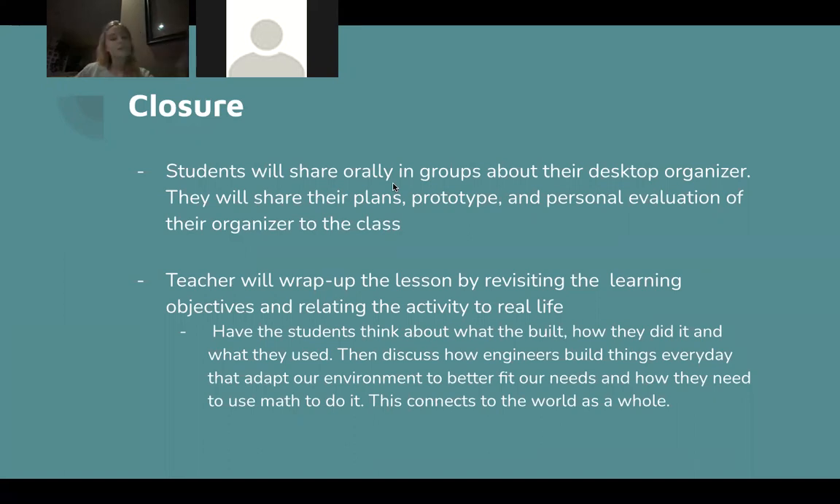The teacher will wrap up the lesson by revisiting the learning objectives and relating this activity to real life. Have the students think about what they built, how they did it, and what they used. Then discuss how engineers build things every day that adapt our environment to better fit our needs and how they use math to do it. This connects this seemingly small project to the real world.